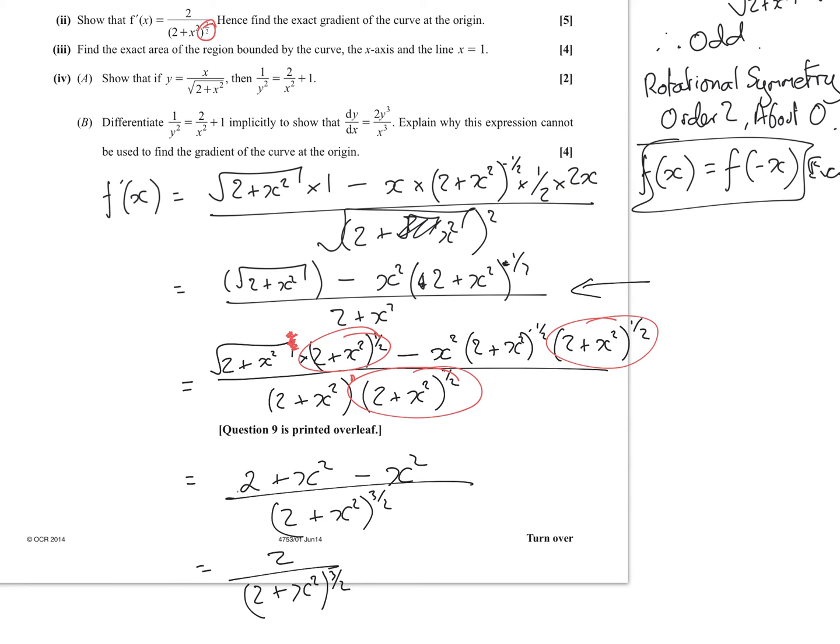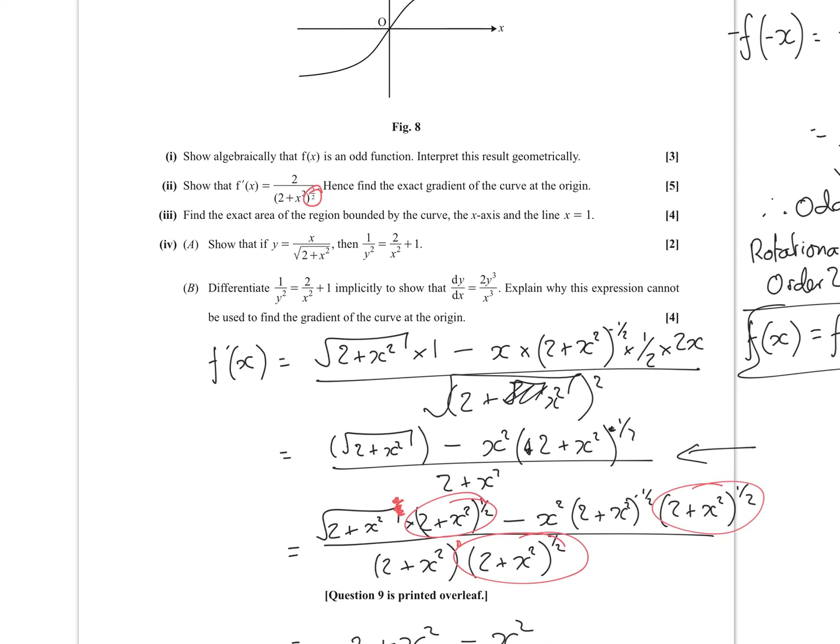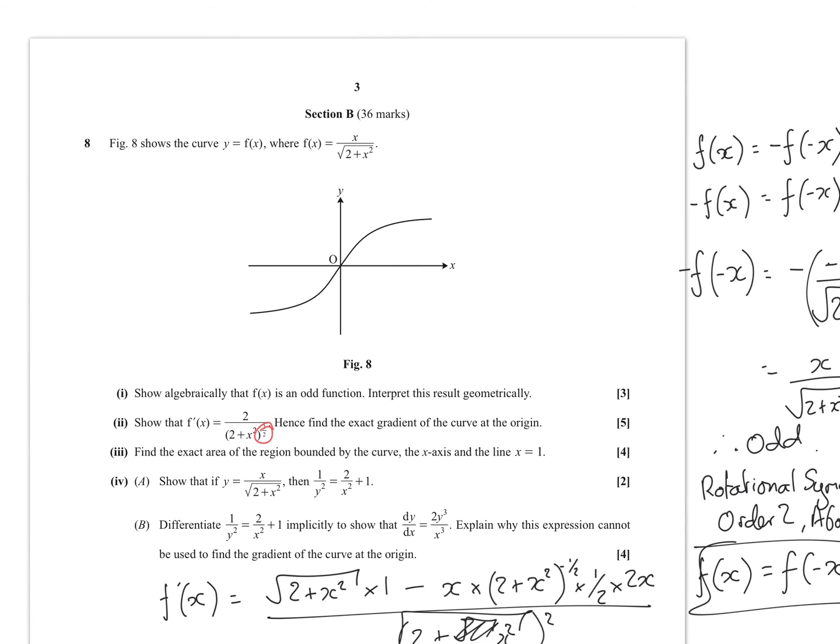Now then it says part 3. Find the exact area of the region bounded by the curve. Let's go and have a look at the curve again. And the line x equals 1.